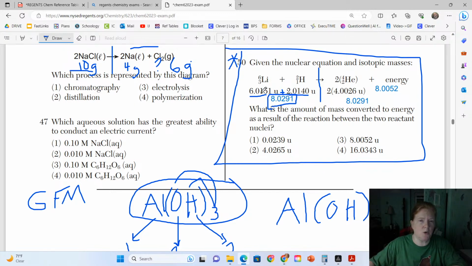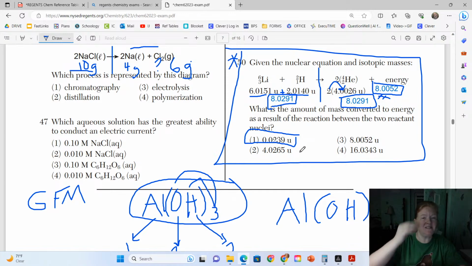I'm going to subtract them. So this plus this gives me this. So I should have had this answer over here. But when I multiplied 2 times this, I got this answer. And these are not equal, right? Which means some of the mass got converted to energy. So subtract them and you end up with this. Okay? So some of the mass disappeared.